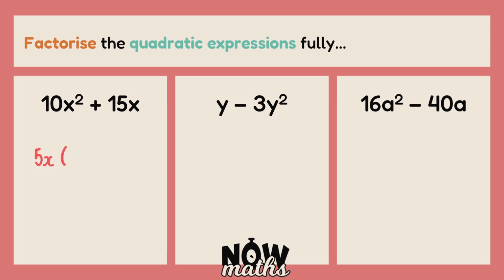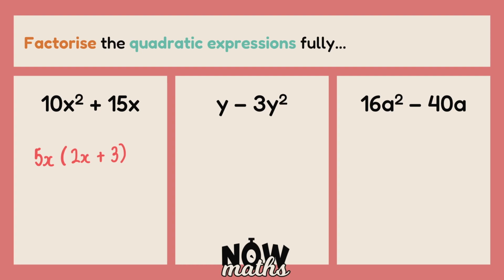And then we have to look, what do we multiply 5x by to give 10x squared? Well, we have to multiply by 2x. So that goes first in our brackets. Now we look, what do we multiply 5x by to get 15x? Well, 5x multiplied by 3 would give us 15x. And since the 15x is positive, so is the 3. And we close our brackets off. And this is our final answer.